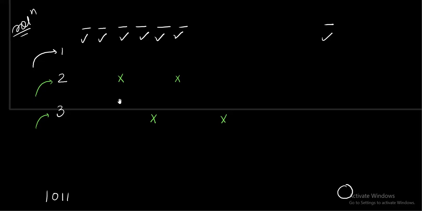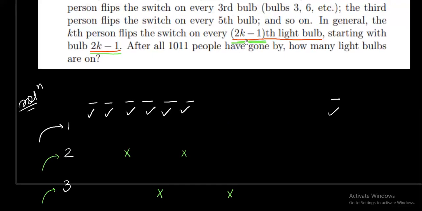Now the second observation. A particular bulb is operated according to the information that they have given. The kth person will start from the (2k minus 1)th bulb, and he will keep flipping the switch at every (2k minus 1)th position, right? An odd number is where he starts, and at a difference of an odd number he is flipping the switch. This is what they are saying.